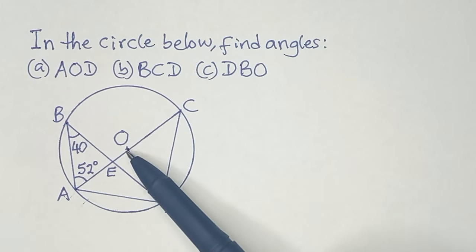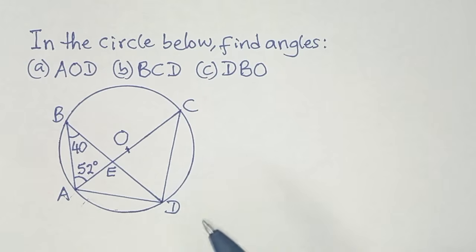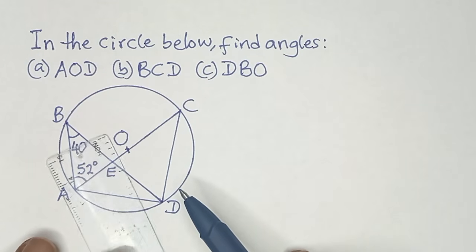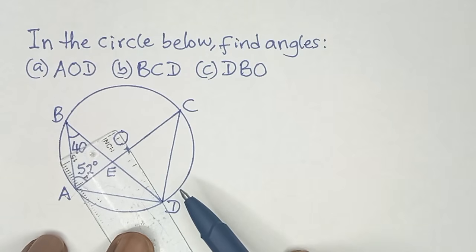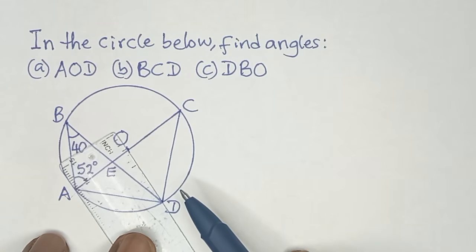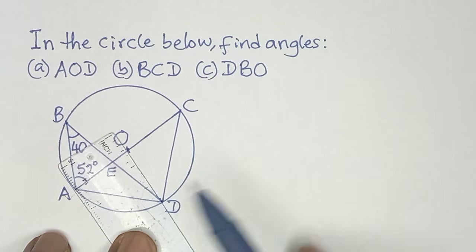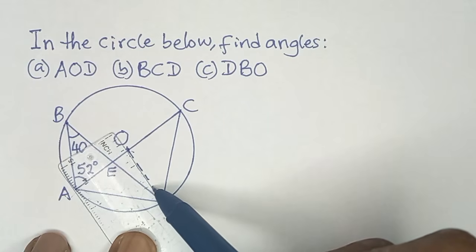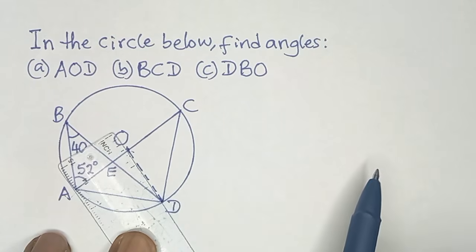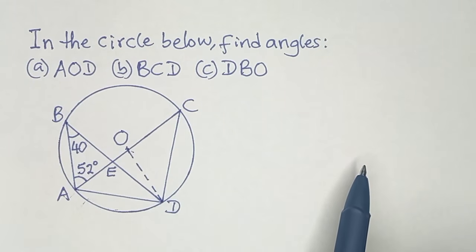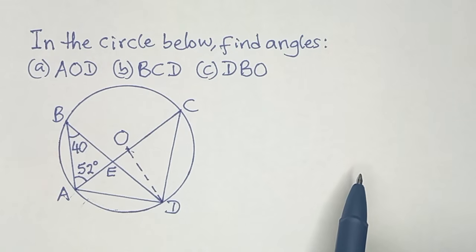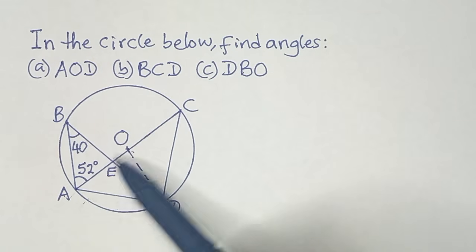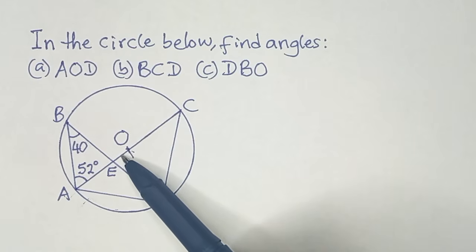Now, if you look at it, the line OD is not on the diagram. So we need to trace it out so that it will be easier for us to look at and analyze. So let me trace this line OD so that the angle will be easy for us to understand. So now I have the line OD traced down to point D. Now the next thing I want us to look at is the fact that, don't forget, we are looking for angle AOD. That is this angle here.